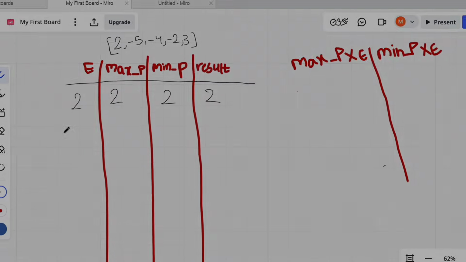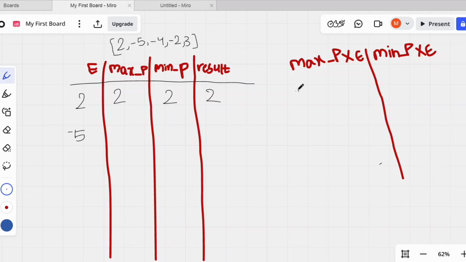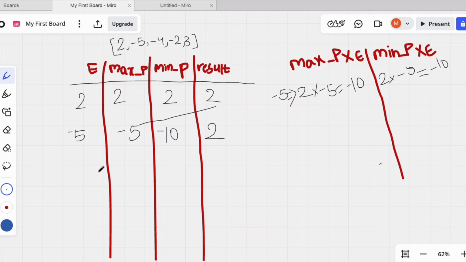Next element is minus 5. First multiply with previous max product. 2 into minus 5, minus 10. Then multiply with previous min product. 2 into minus 5, that is minus 10. Now compare minus 5, minus 10, minus 10. Which is maximum here? Of course minus 5. And which is minimum? Minus 10. Now we want to check the final result. Minus 5 and 2, which is bigger? 2.